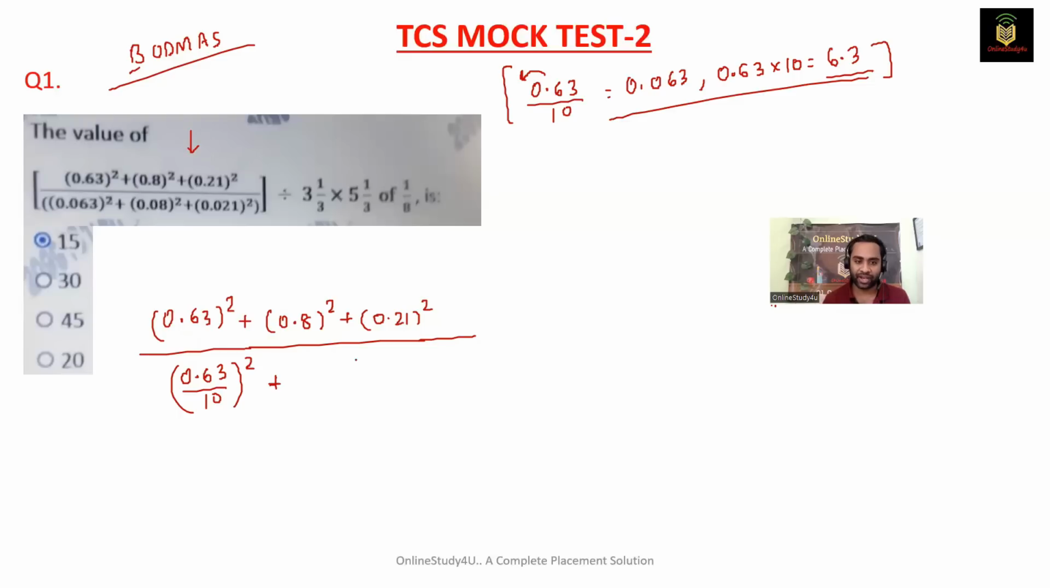Then 0.08, this I can write as 0.8 by 10. See why I am doing it like this, you will be able to understand in just a minute, or in seconds. Here 0.21 divided by 10 square. So in all, 1 by 10 is common, or you can say 1 by 10 square is common.